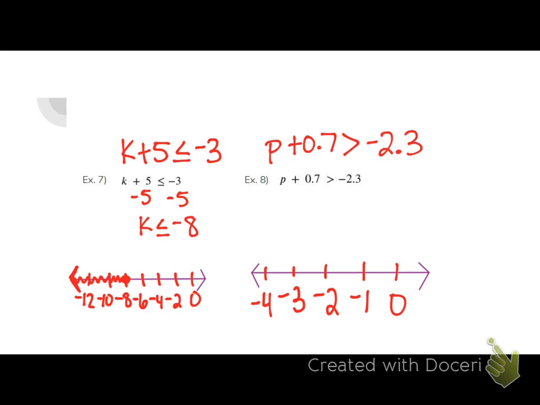On number 8, how are we getting P alone? Yes, we subtract the 0.7. We get P is greater than -3. Open or closed at -3? Open. It does not have that bar. So we leave it open and we shade to the right because it is greater than. Good. So we want numbers bigger than -3.